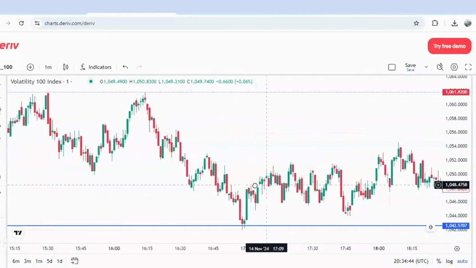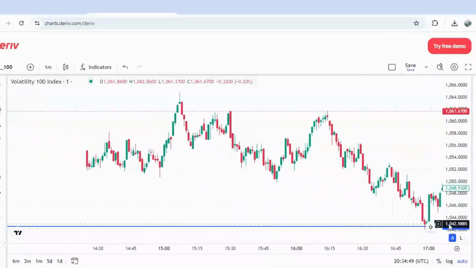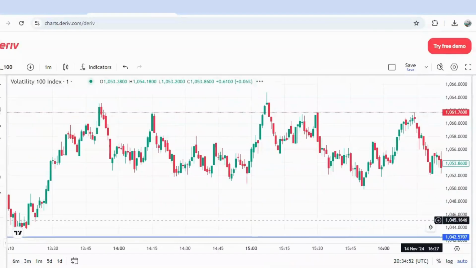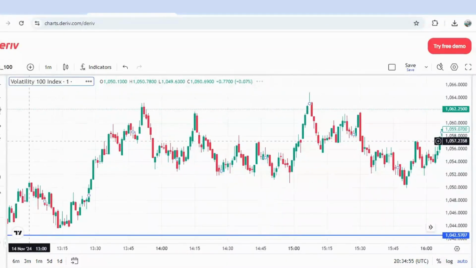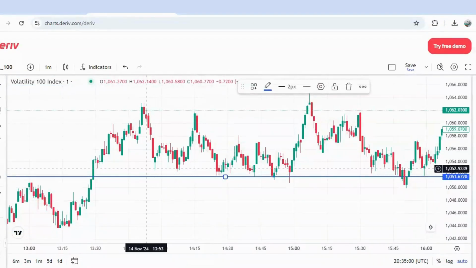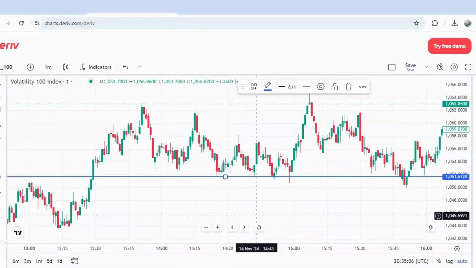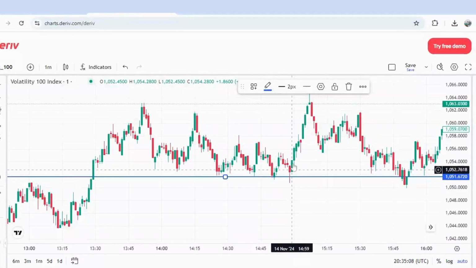So here we are, guys. So I'm just going to use this volatility. So let me draw another. So let me just move this one here. As you can see here, there are so many multiple rejections. The first one, the second one, the third one, fourth, and the fifth. So I'm going to use this example.